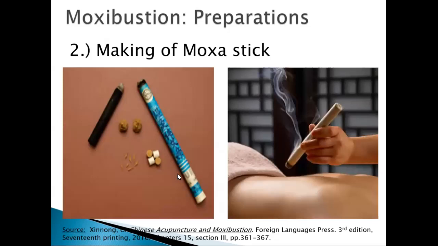A moxa stick together with your moxa wool. Some of them have herbal ingredients as well. So then you can use that stick as an indirect moxa, to ignite and even put warmth on specific acupuncture points, no?